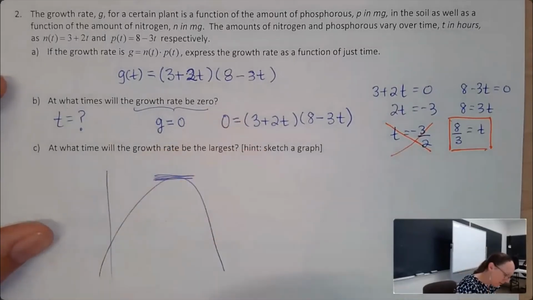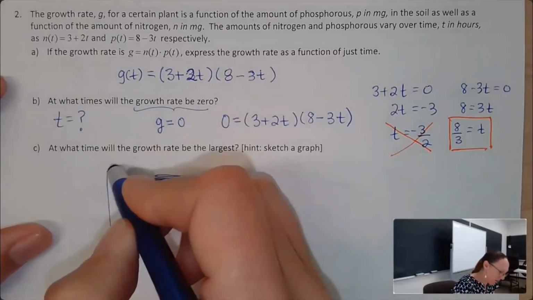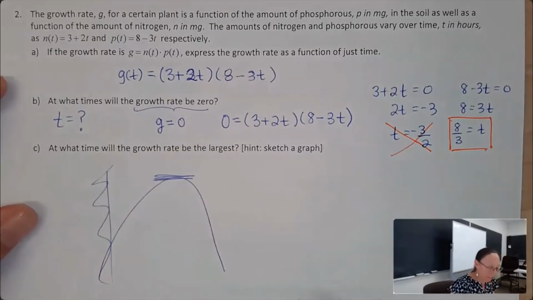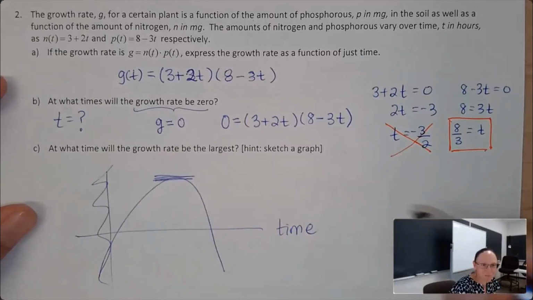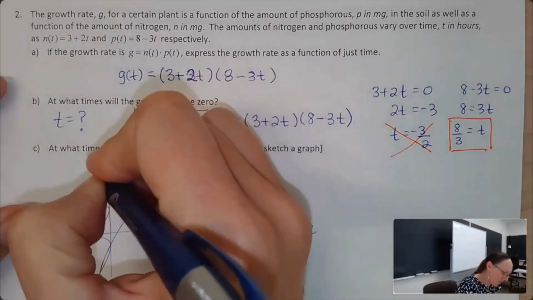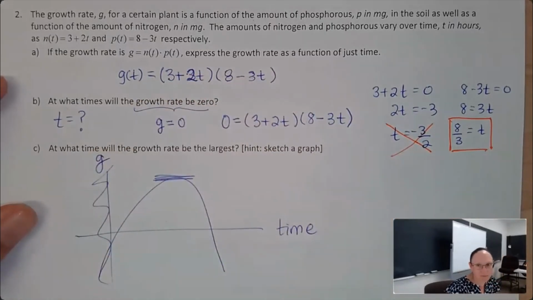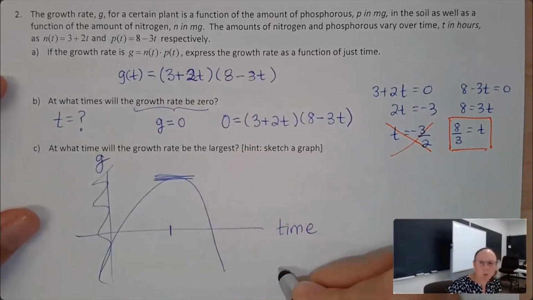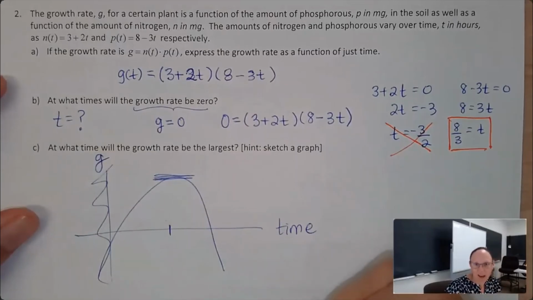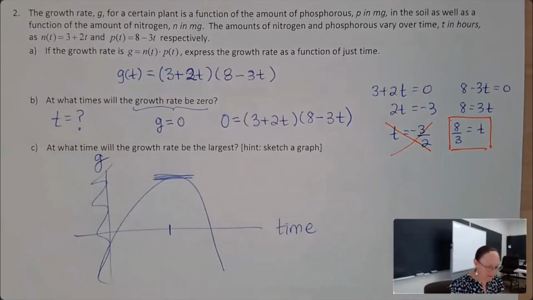Now, if I were labeling the axes, well, I don't actually know where the axis goes, but I know that this axis would be time, and the other one would be our growth rate. So if I want to know at what time, I'm really thinking about essentially what's the vertex? What's the x value at the vertex? Or in this case, the t value at the vertex.